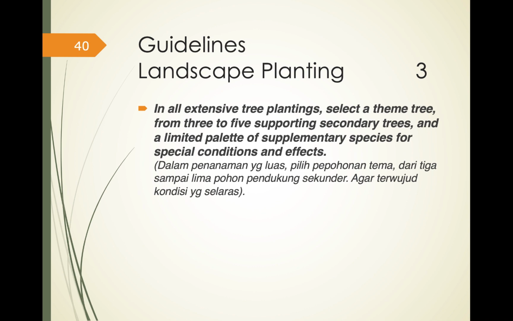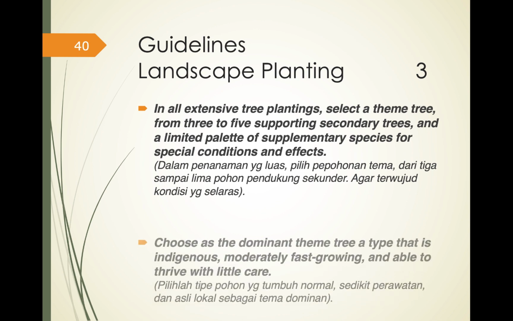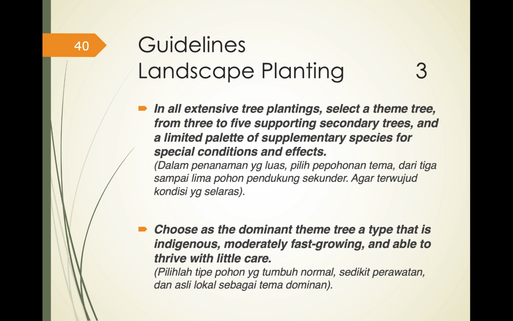In all extensive tree plantings, select a theme tree, from 3 to 5 supporting secondary trees, and a limited palette of supplementary species for spatial conditions and effects. Choose as the dominant theme tree a type that is indigenous, moderately fast-growing, and able to thrive with little care.